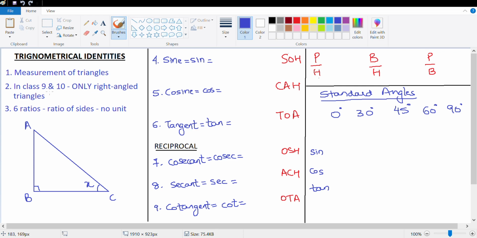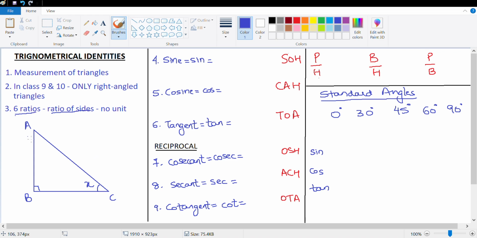So trigonometry is basically about measurement of triangles. In class 9th, we looked at only a specific type of triangle, which is a right angle triangle. This year also we'll be looking only at a right angle triangle. Trigonometry has 6 ratios that we basically work with. These are ratios of sides. We give specific names to the sides, and the names are dependent on which angle we are looking at.